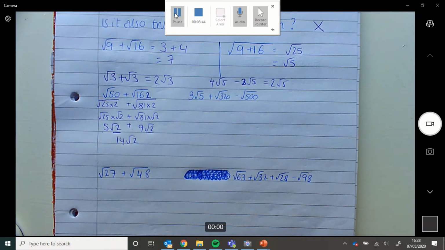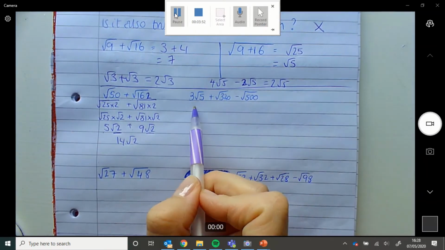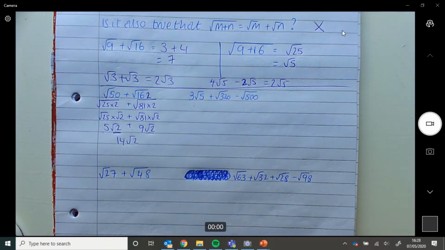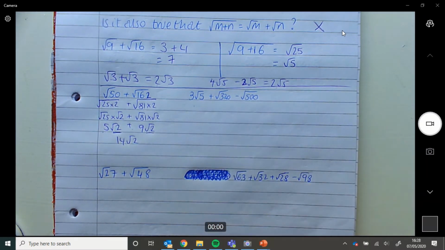Okay, moving on to my second example, I've got 3 things here. I've got a surd plus a surd minus a surd. I'm going to do the same thing. I can already see that I've got a 3 root 5 and that the root 5 will not be simplified no matter what I do. So I'm going to try and simplify this and see if a factor of 5 would give me a square number.